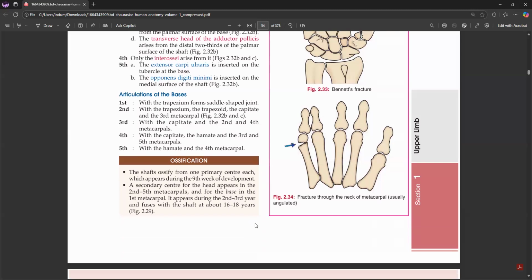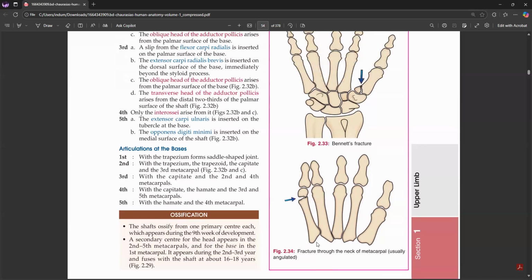Ossification. The shafts ossify from one primary center each, which appears during the ninth week of development. A secondary center for the head appears in the second to fifth metacarpals and for the base in the first metacarpal. It appears during the second to third year and fuses with the shaft at about 16 to 18 years, figure 2.29.